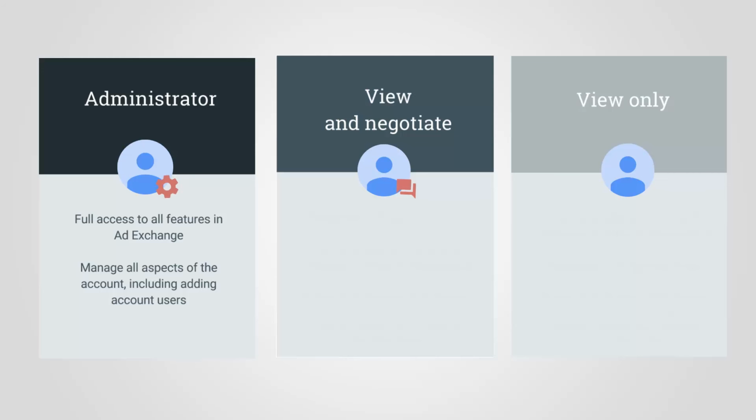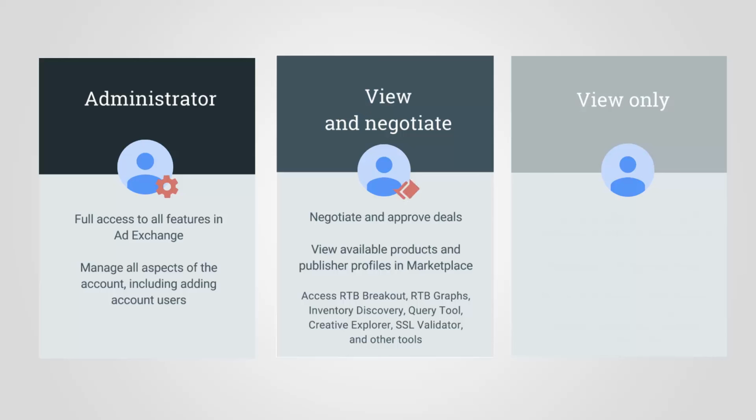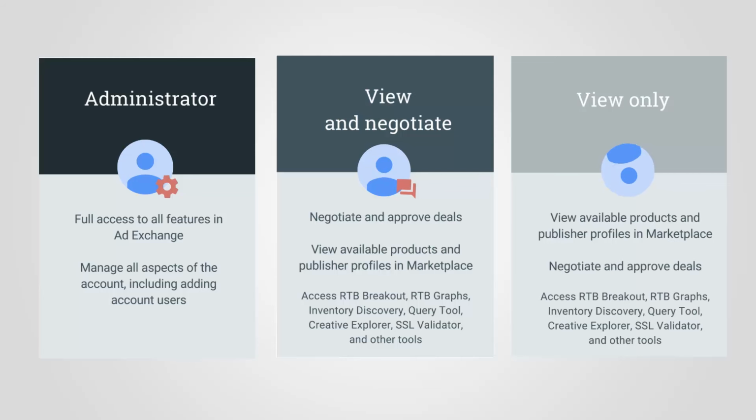A user with the View and Negotiate role can view available products and publisher profiles in the Marketplace, negotiate and approve deals with publishers, and access all troubleshooting and reporting functionality like RTB Breakout, Query Tool, Creative Explorer, and Creative Validator. Users with the View Only role can access all the same Marketplace products, publisher profiles, and troubleshooting and reporting tools. The only difference is that these users can't negotiate or approve deals.